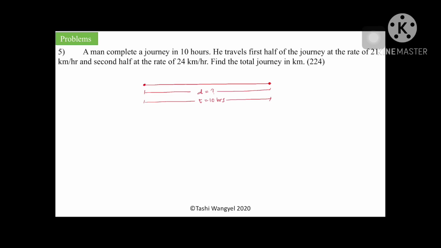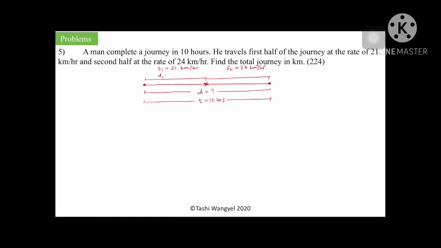Then he travels the first half of the journey at the rate of 21 km per hour. So the first half is half of the total distance, and he travels at the speed of 21 km per hour. The second half he travels at the speed of 24 km per hour.